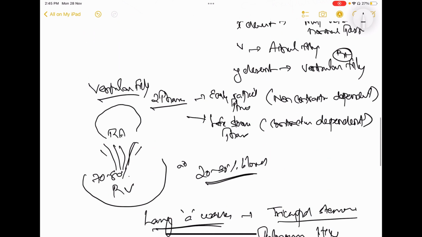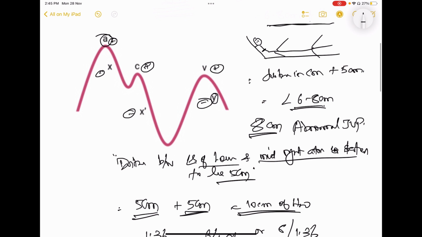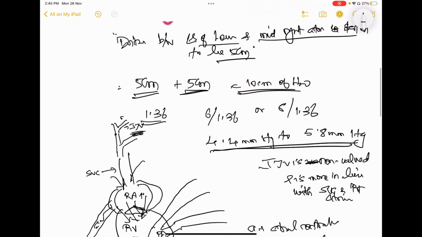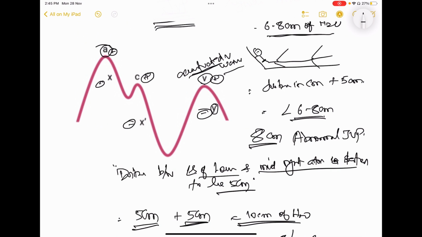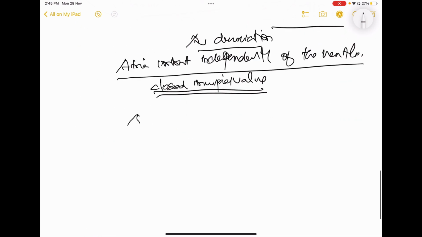Okay, so the next pathological waveform that we're going to talk about is an accentuated V wave. Accentuated means that the V wave is basically just more pronounced. In which condition can you have a more pronounced V wave? The answer to that would be tricuspid regurgitation. You can see that in tricuspid regurgitation.